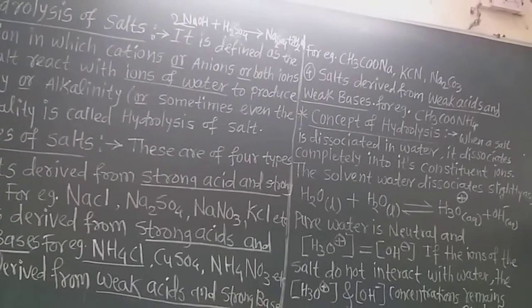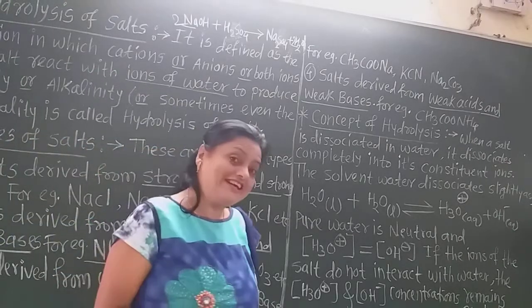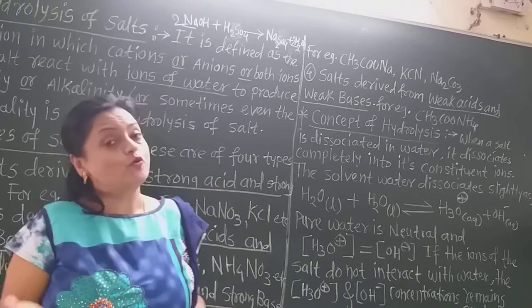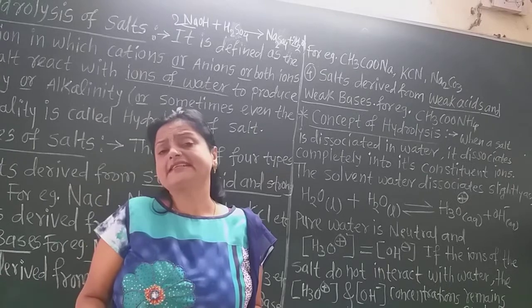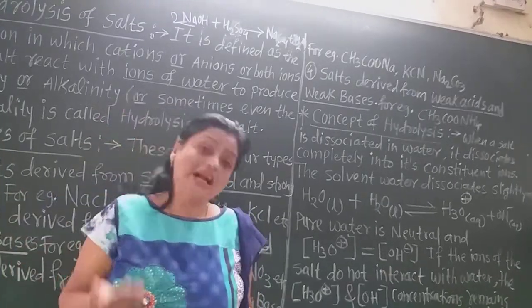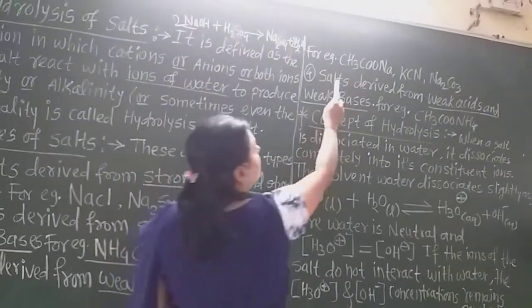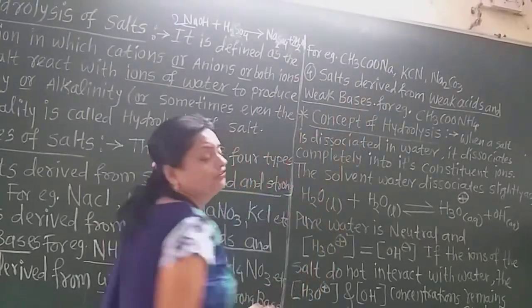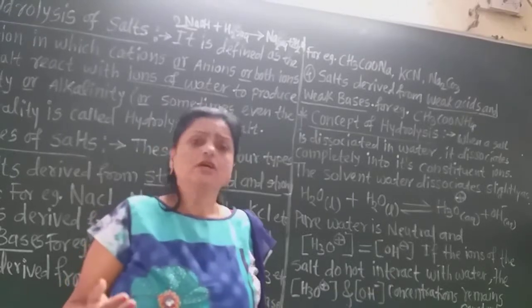So see the salts of weak acids and strong bases on the blackboard. Now see here, all the organic acids are weak acids again: acetic acid, formic acid, butyric acid. So when these organic acids react with strong bases, they form salts of weak acids and strong bases. Now this sodium acetate, we always read these salts.